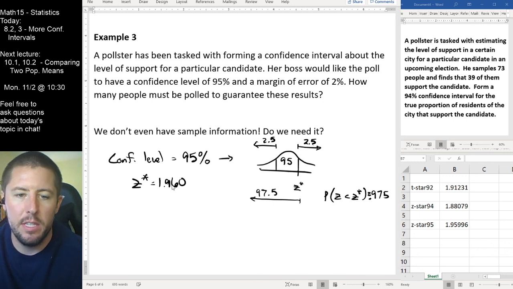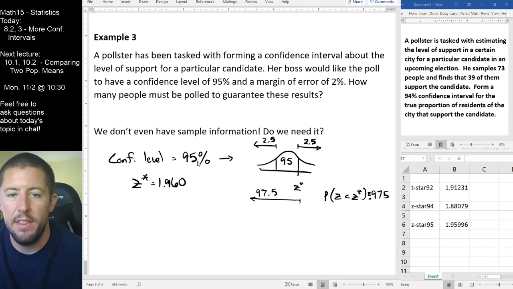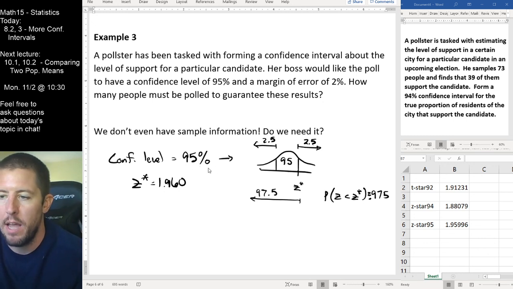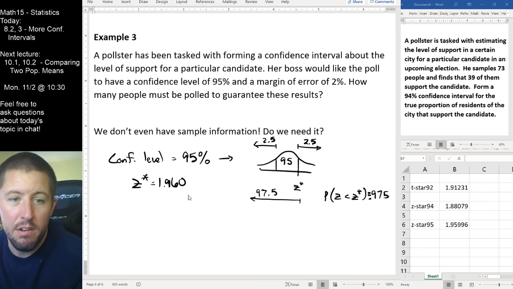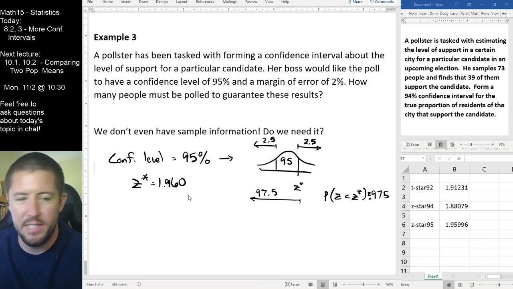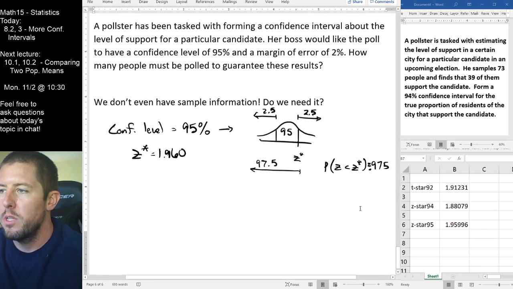And by the way, this is pretty standard. At least in teaching stats, the 90, 95, and 99% confidence intervals are by far the most common. If you were to ask me, hey Tony, what does the number 1.960 represent, I'd say it's the Z star value for the 95% confidence level because I've seen that value a bunch. I think you'll end up recognizing a bunch of these as well. So what do we even know here?